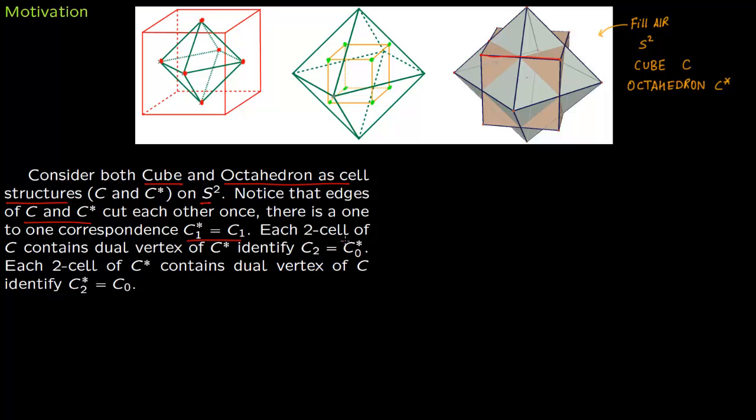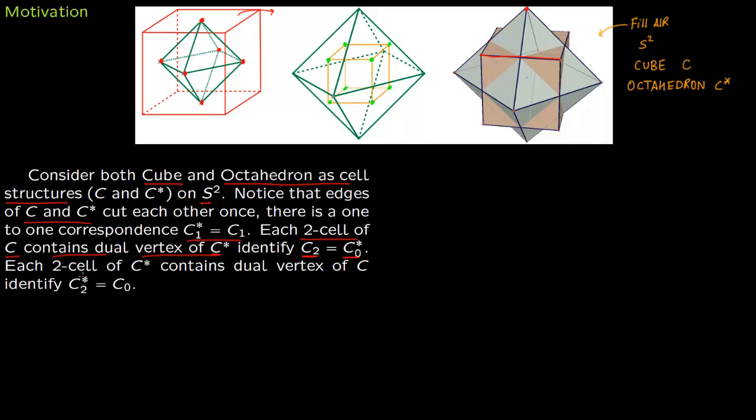Second is that each two cell of the cube, notice that this is a two cell, contains a dual vertex of C star. Each face of the cube contains the vertex of the octahedron. So each two cell of cube C contains the dual vertex, that is the vertex of the octahedron. So you can identify each face of the cube with the corresponding vertex. Basically you have this face of the cube, you identify with it this vertex. So you have identified C2 face with the vertex of octahedron.